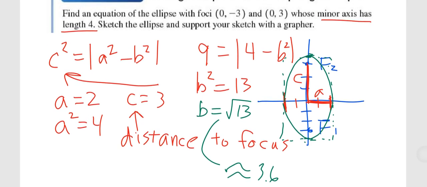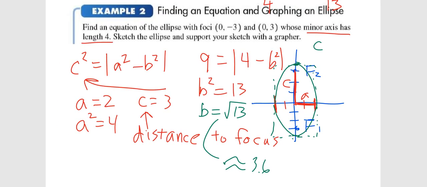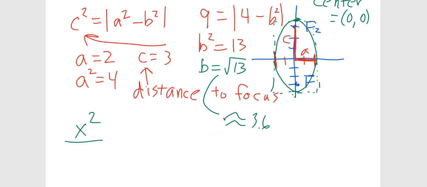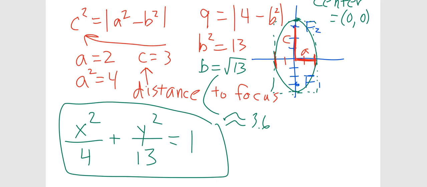Write me the equation. Oh, by the way, what is the center of this? We should have identified that a while back. The center, 0, 0. Okay, write your equation. I'll give you about 30 seconds to do that since you've got all the pieces you need. X squared over what? 4 plus y squared over what? 13 equals 1. See, we had all the pieces we needed.